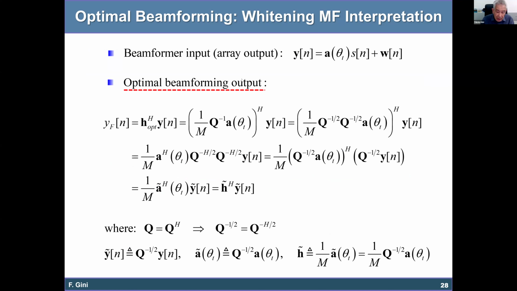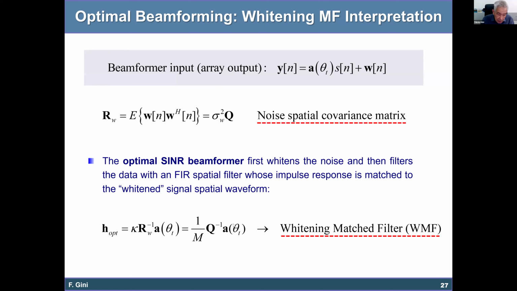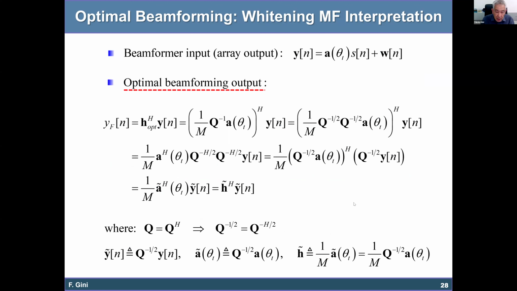So I want to explain why this optimal clairvoyant beamformer is typically called the whitening matched filter. Without the Q, it is the matched filter. So it's obvious that the presence of the inverse of Q is the part that makes the whitening. What do I mean by whitening? I mean that the inverse of Q is responsible for a whitening of the disturbance.